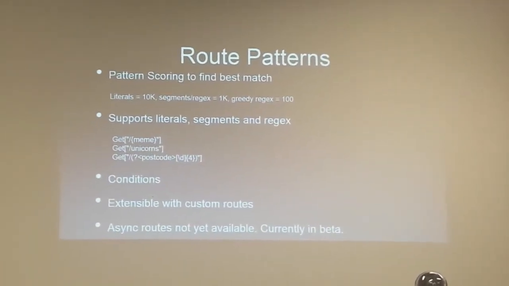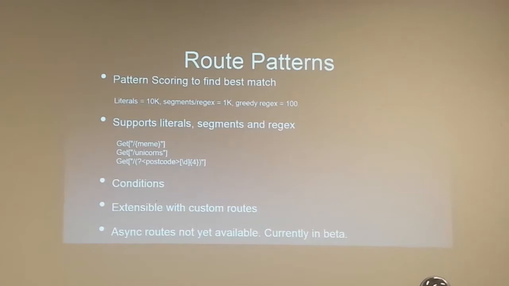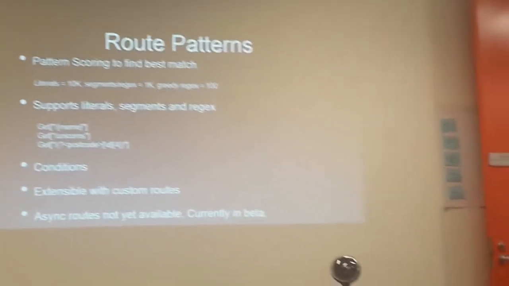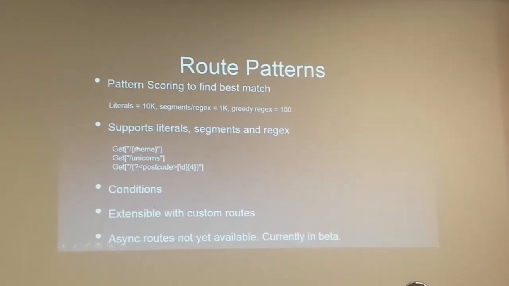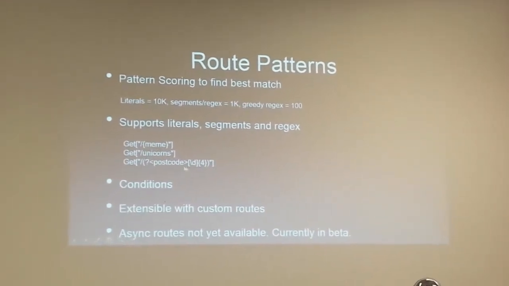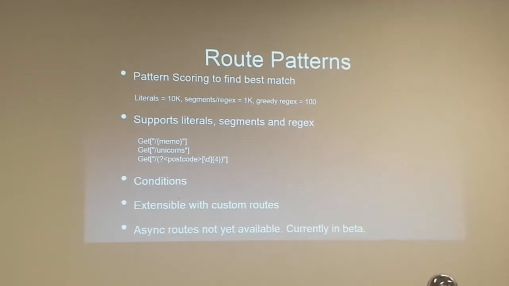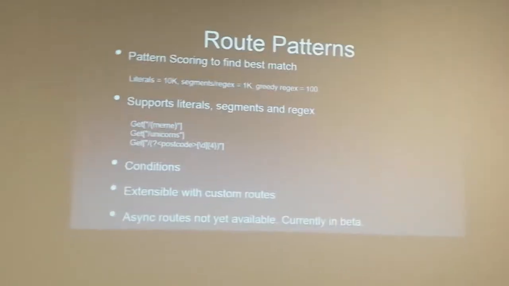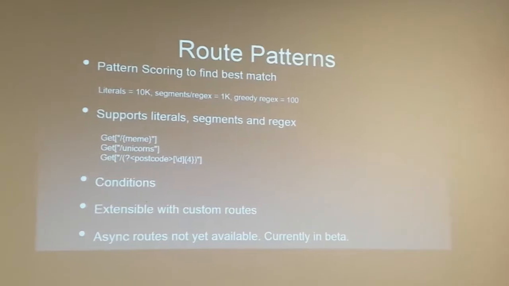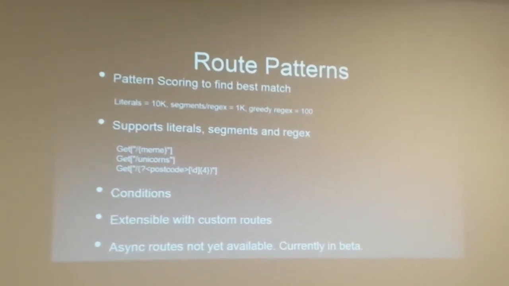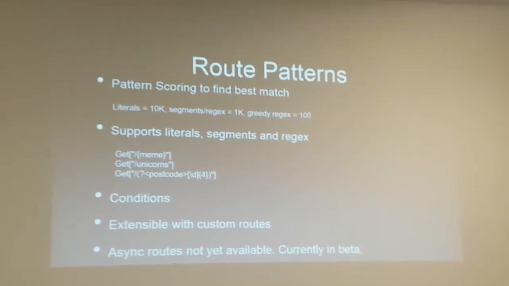In terms of the routes as well, Aaron mentioned before regex. There's a bunch of things we can do in here. So here's a few examples. Meme, unicorns, postcode, regex, all that sort of stuff. We can throw in whatever we like, and it will do pattern matching. To figure out which route it's going to actually respond on, it's going to use a scoring mechanism. It's going to try and find the best match with the highest score.